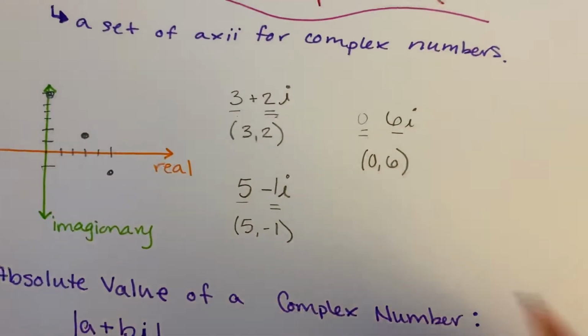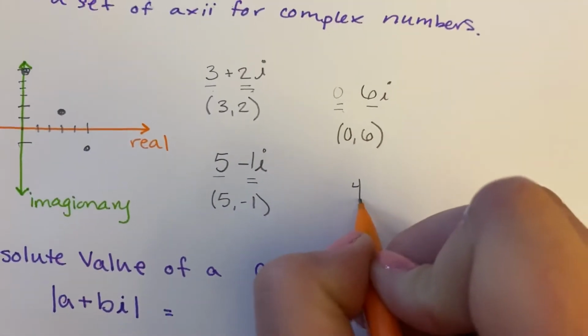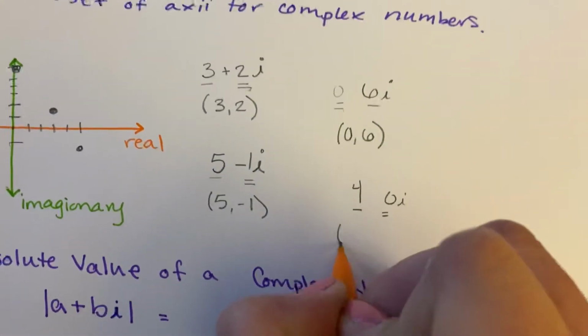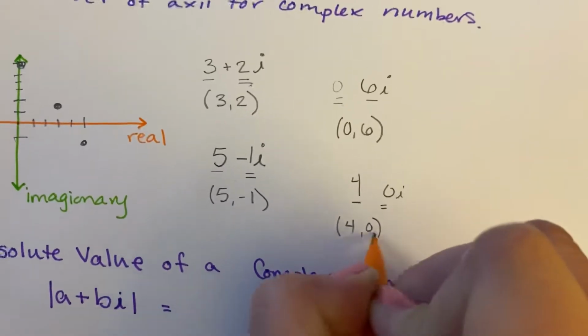Or we could even plot real numbers like 4, which is 4 in the real, 0 in the imaginary. So that's like 4, 0. Over 4, up 0.